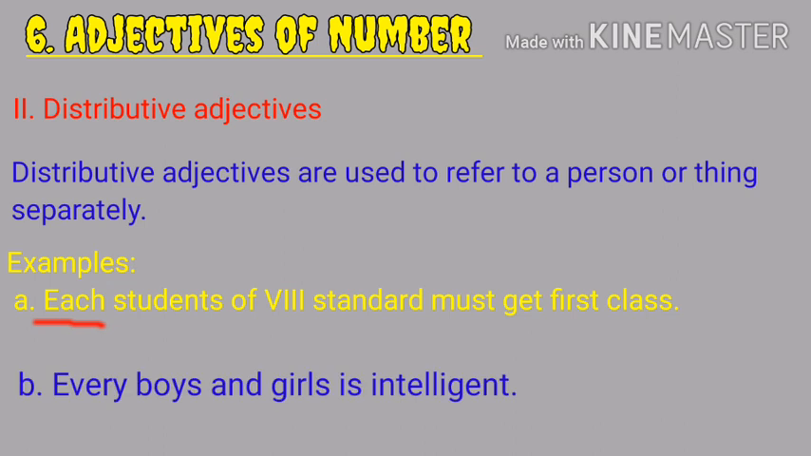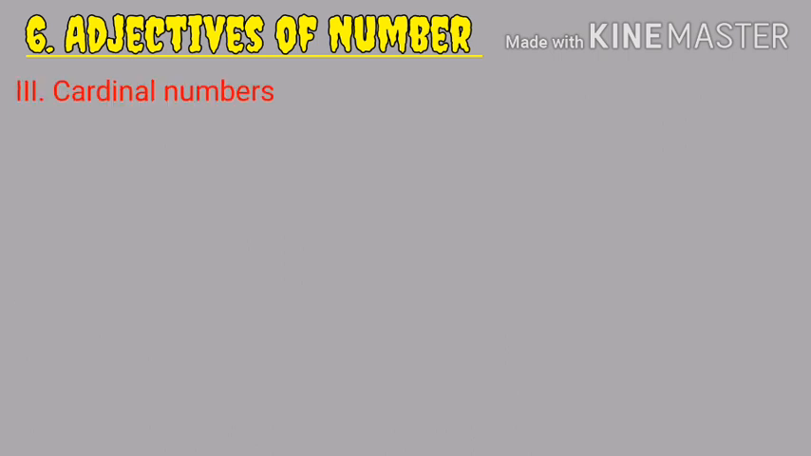Let me take one more example. Every boy and girl is intelligent. Here the word every is distributive adjective because it indicates every person separately, individually.